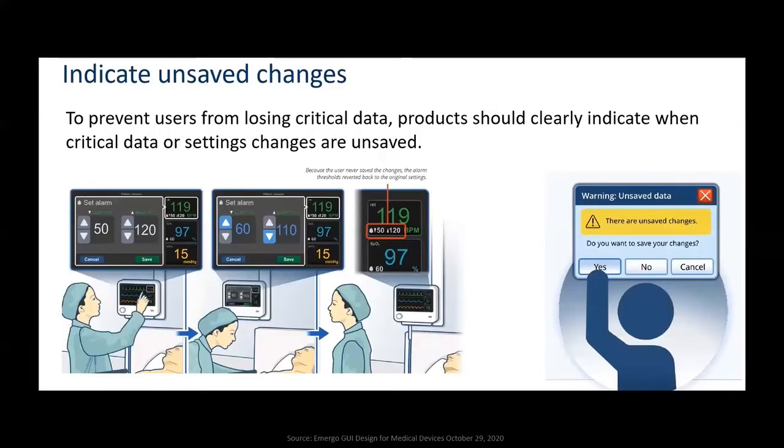So give people the chance to reverse unsafe changes. Make sure that they always know where they are in the process and that it's clear what has been saved and what hasn't been saved. It seems obvious, but again, you've got to deal with a human being who might be unsure, who might be operating at the end of an 8-hour shift. You've got to make sure that they clearly understand where they are in the process.